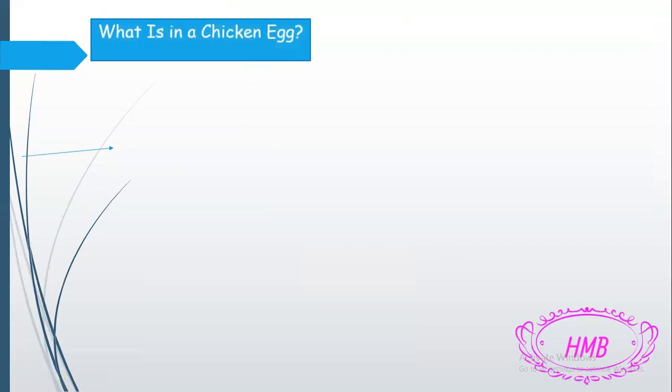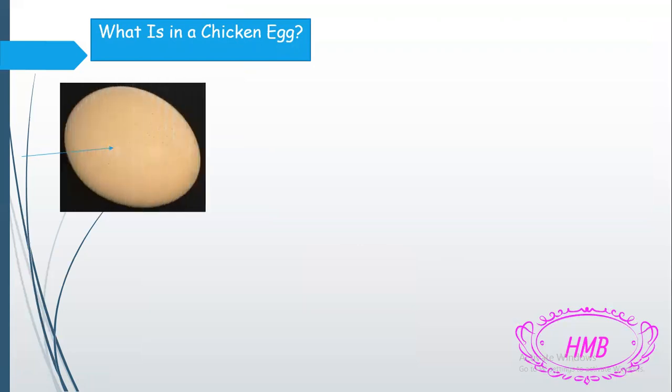Now let's start with our lesson. At the beginning, we are going to study the chicken egg. What does it include? What is a chicken egg made up of? And what are the ingredients of a chicken egg? We will start with the first activity.